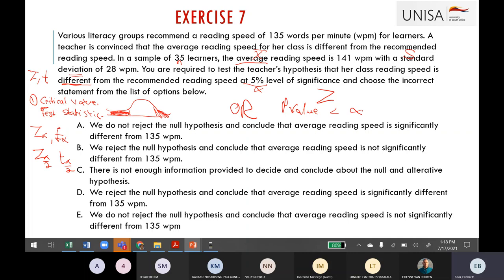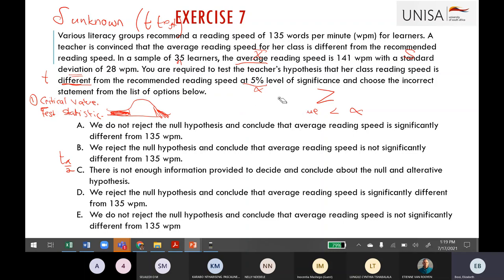Since the population standard deviation is not given, sigma is unknown in this instance. Therefore, we're going to use the t-test, so we rely on t, not z. We're going to find the t critical value. And because it says different, we're going to have two regions of rejection.